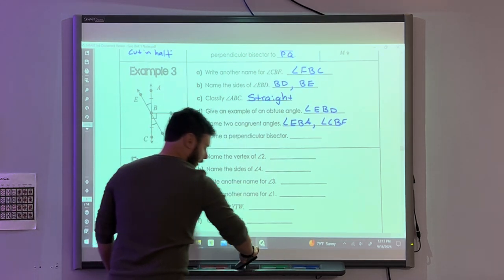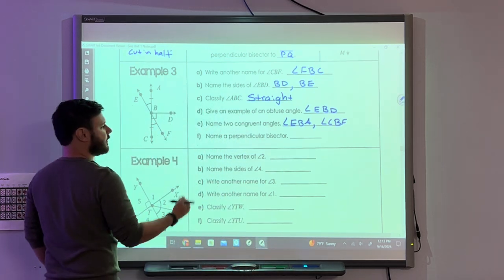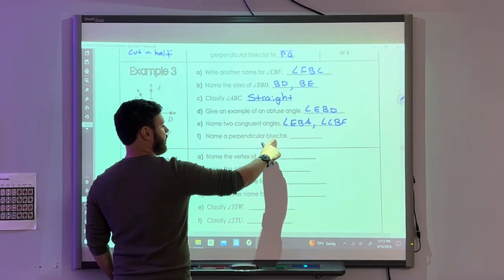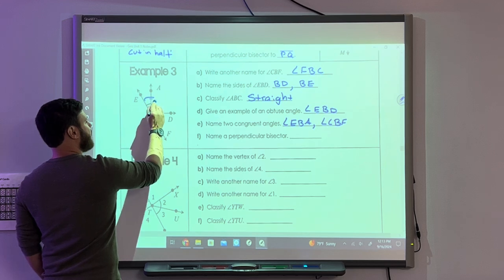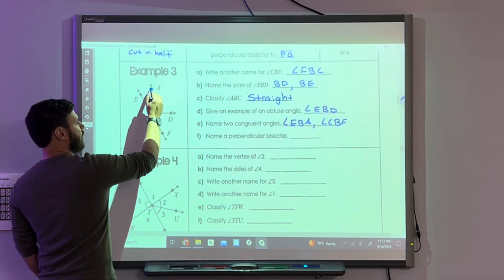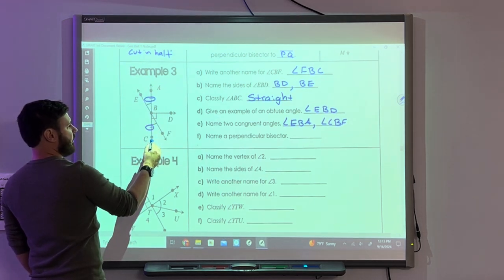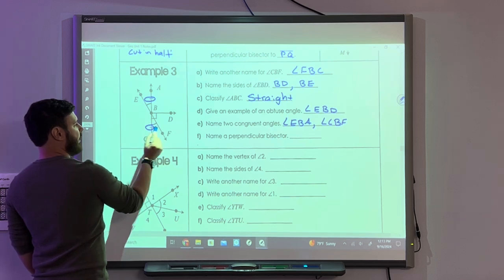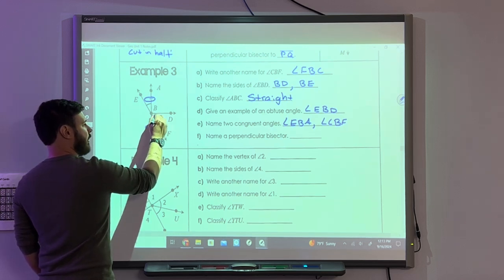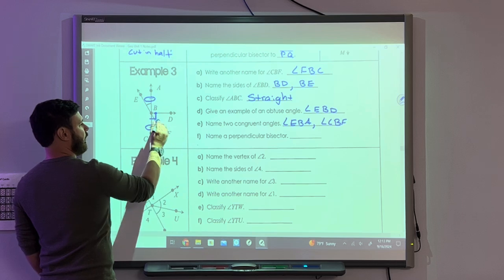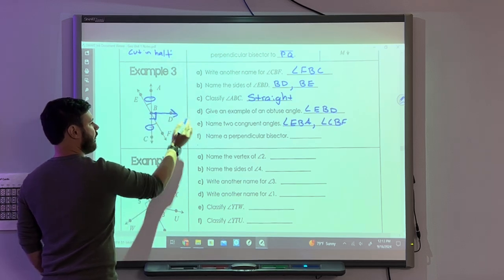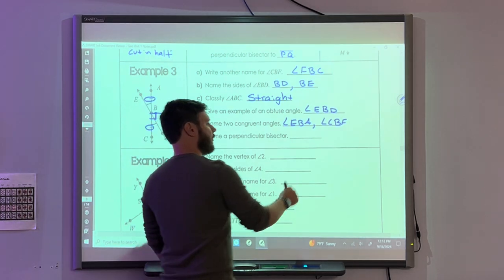And then name the perpendicular bisector. So I have to find the tick marks first so I can see what thing is being cut in half. That's here and here. So ABC is the line that's being cut in half. Let's find the box. And what is the box attached to? This ray. So ray BD is the one doing the bisecting.